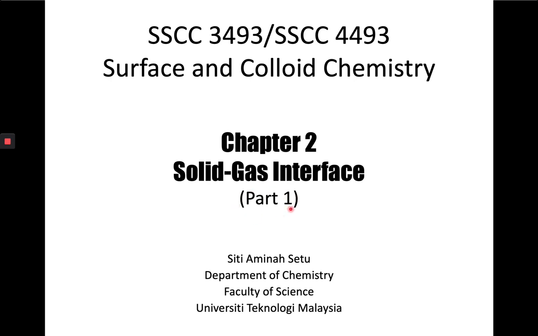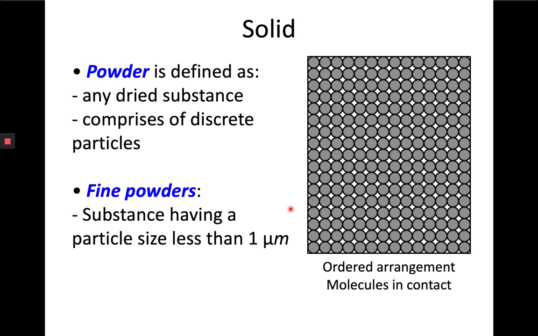In this video, we are going to discuss about the two types of adsorption on solid surface, physisorption and chemisorption. First of all, let's define the solid. Solid is a state of matter where the molecules are closely packed together in ordered arrangement. The molecules are rigid, which means not free to move and have least amount of kinetic energy.